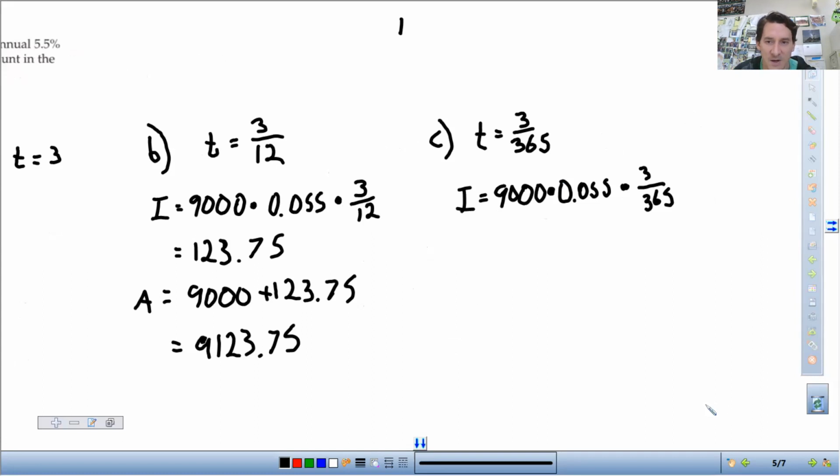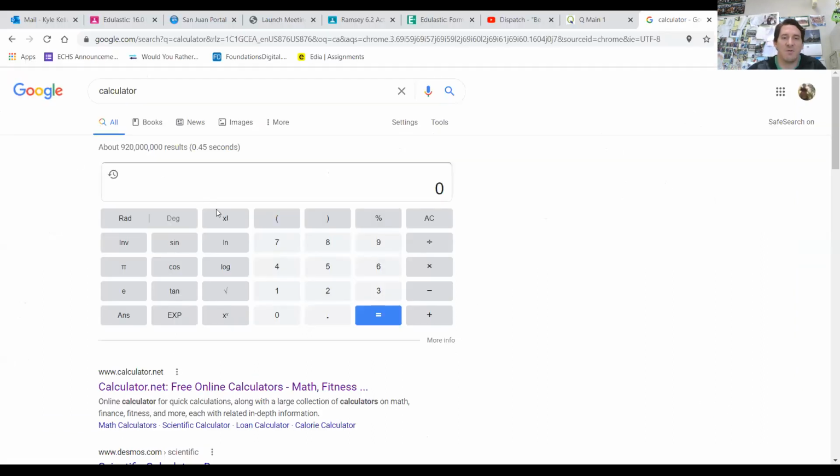The Google calculator is actually pretty good. So if we switch over there, if you do 9,000 times 0.055 times, to do that last part, the 3 over 365, you can just do 3 divided by 365, and that's going to be the same thing. Enter. It's $4, and I'm going to round up to 7 cents. $4.07.